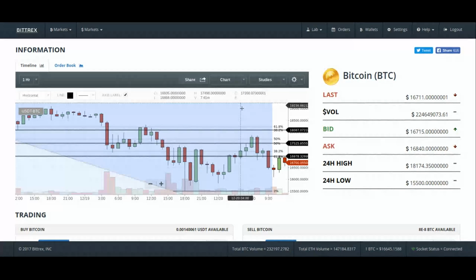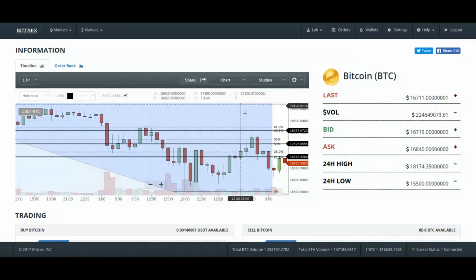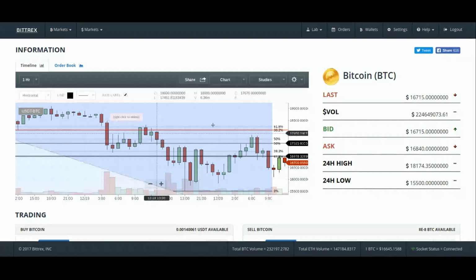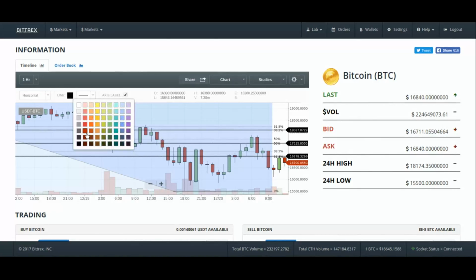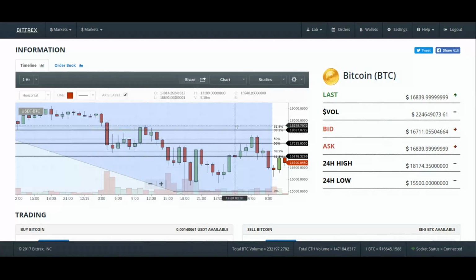Okay, so that's for the upward trend, and we're gonna make the lines red on the downward. Well, no, yeah, we'll use red on the downward. So it's retraced. Make that right there. And we're gonna use this right here. So what these Fibonacci lines indicate are lines of support and lines of resistance.